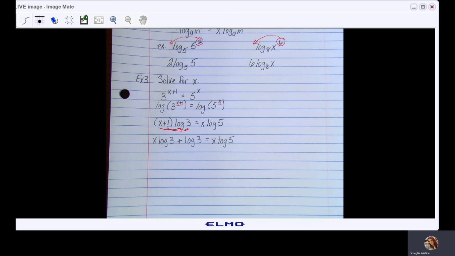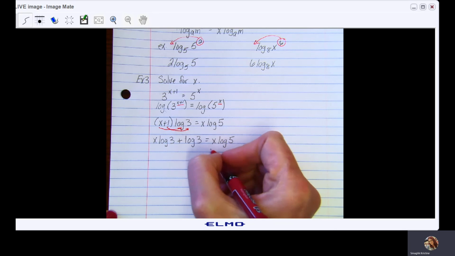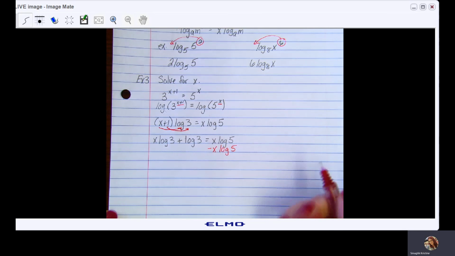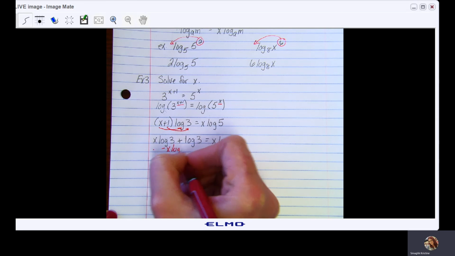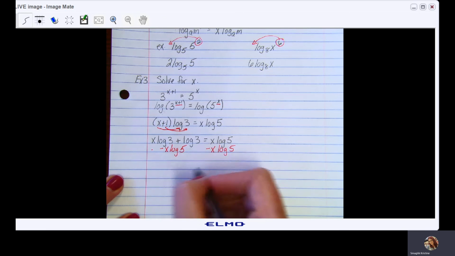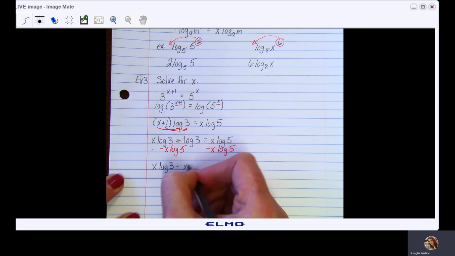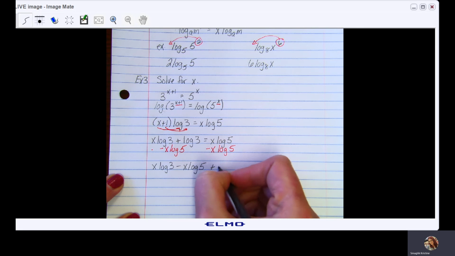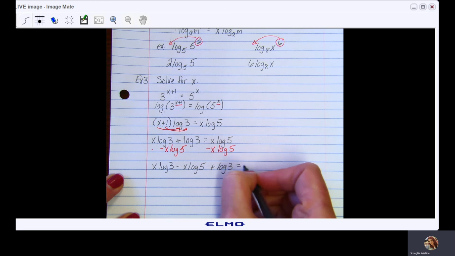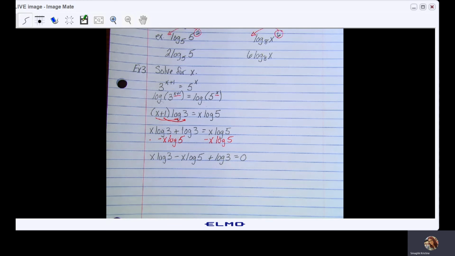And now again, you're solving for x, so you want to get all of your x terms on one side of the equal sign, everything else on the other. So notice here I have x log of 5 here, so I'm going to do the opposite. I would subtract it from both sides. I'm going to do this in 2 steps, I think. So now I can't combine. I have x log of 3 minus x log of 5 plus log of 3 equals, now it's 0. And now let's move that log of 3 to the other side. It's positive, so that means I'm going to subtract it.